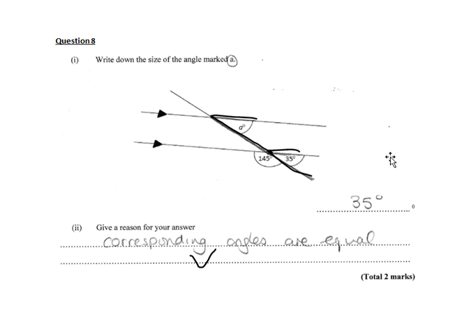Okay, on question 8, the size of angle A. Now you should spot there's an F angle here. An F angle is called a corresponding angle. So A is 35 because corresponding angles are equal.